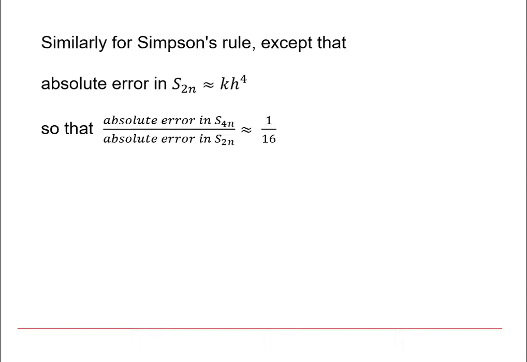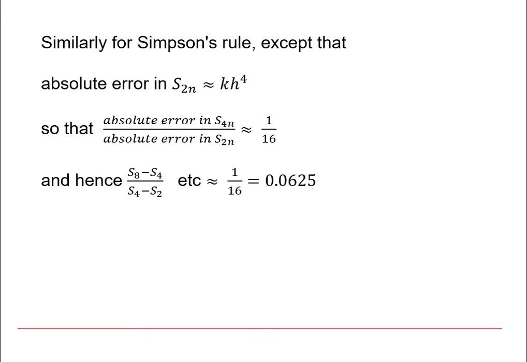And if we investigate the ratio of the error terms as before, then we can see that S_4n, or the absolute error in S_4n, because we're doubling the number of strips, is going to give us k times (h over 2) to the power of 4, and then dividing that by the absolute error for S_2n. And as before, the k cancels and the h to the 4 cancels, leaving us with 1 over 2 to the power of 4, i.e. 1 over 16.